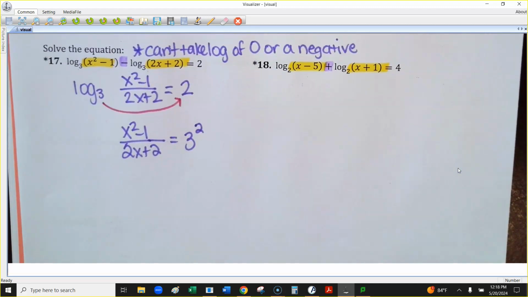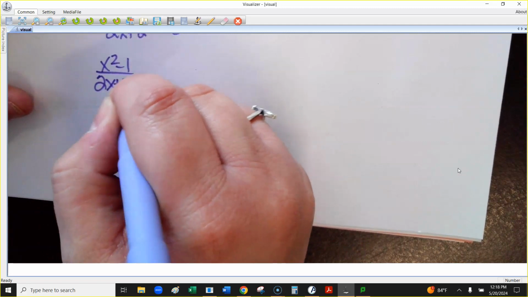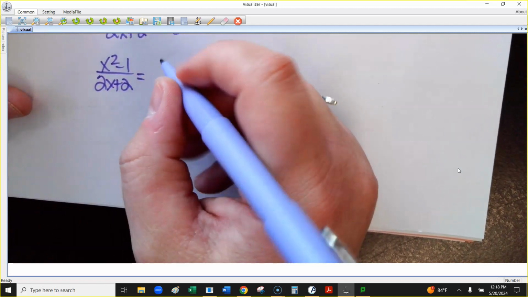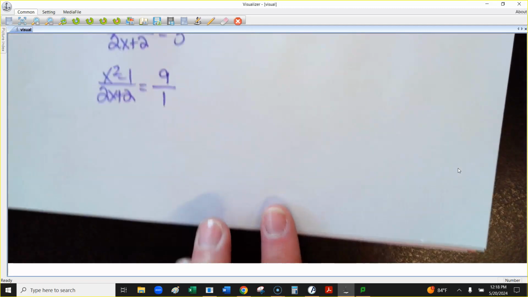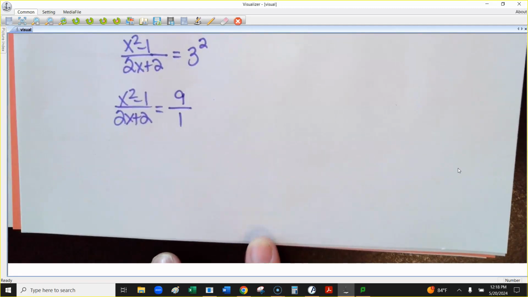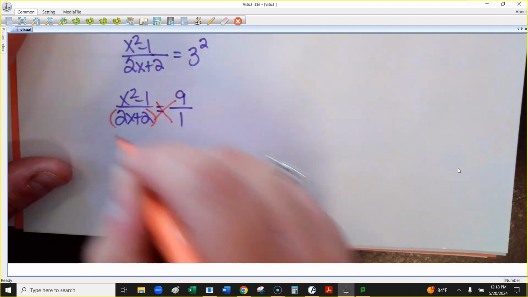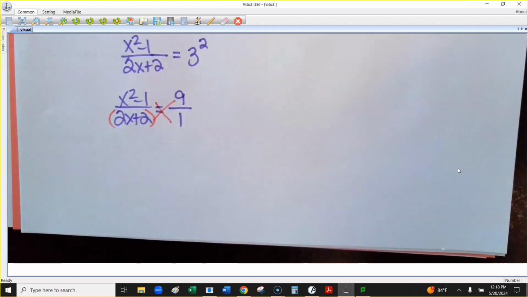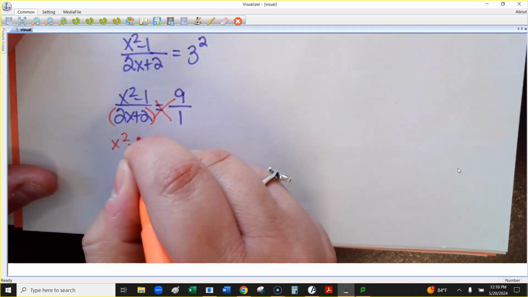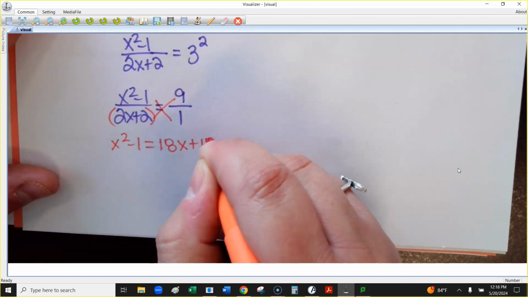And I know this looks kind of complicated, but it's not bad. If I square 3, that's just equal to 9, right? I would just turn this into a little proportion. That's all I would do. And then we can just cross multiply. If I do that, I got to do a little distributive property with the 9. But if I do 1 times x squared minus 1, that's just going to stay x squared minus 1. The other side would be 18x plus 18.